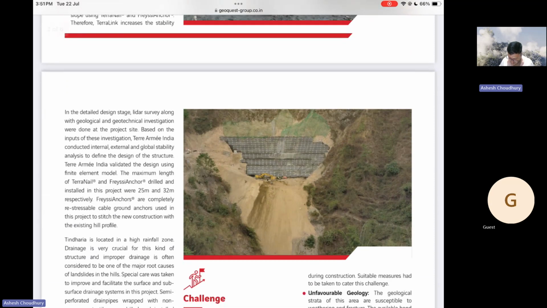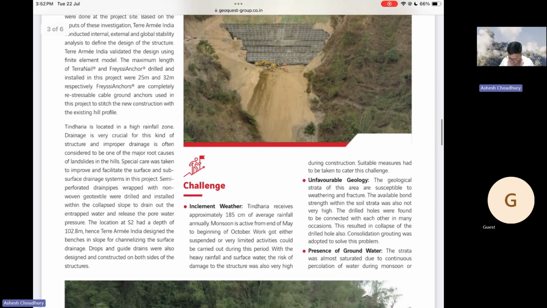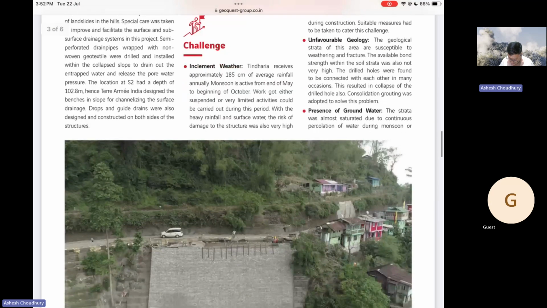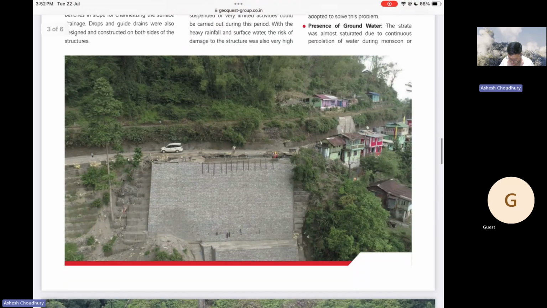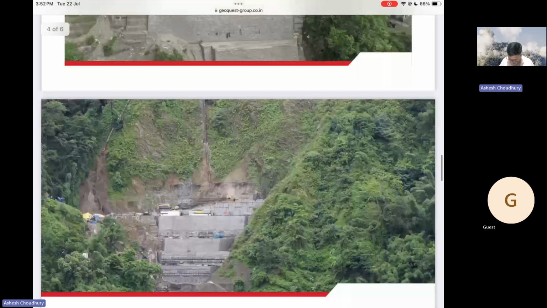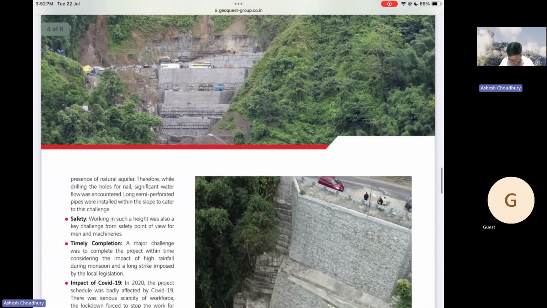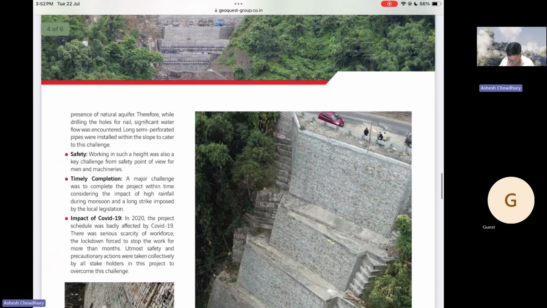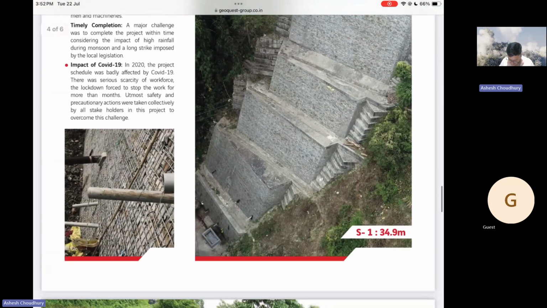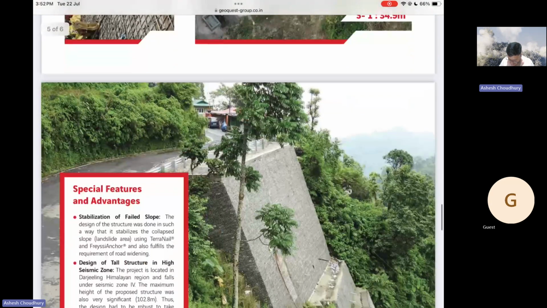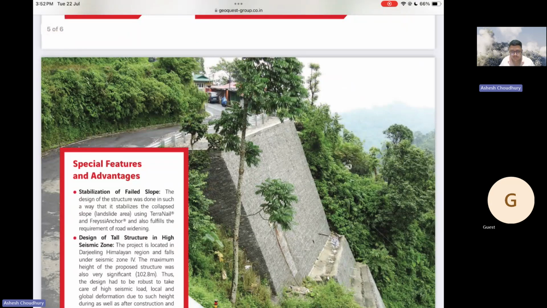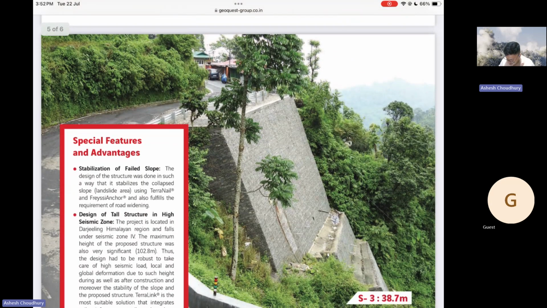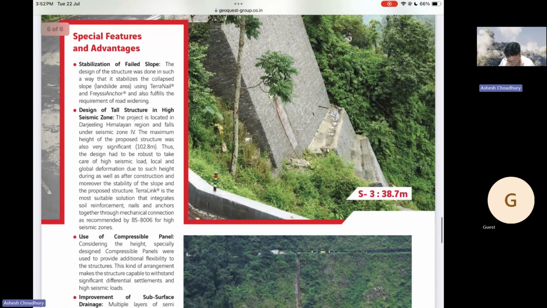Okay, so this is how it looked during construction, and this is almost when the construction was being done. So this is the final completed project. You can see how beautiful it looks, a completely reinforced earth structure.